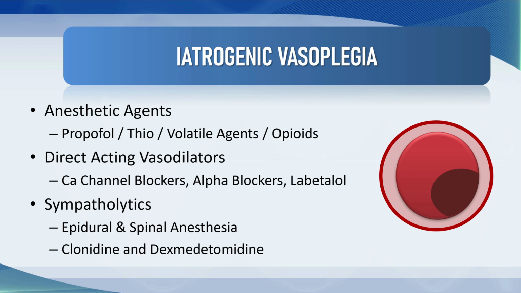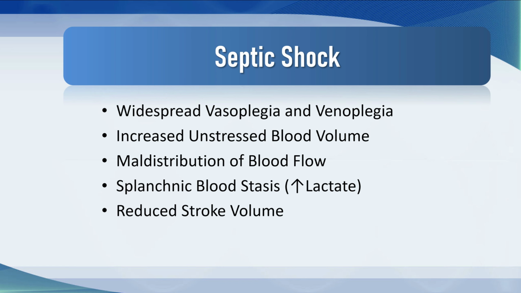She's got hallmarks of severe sepsis, and vasoplegic shock in the setting of evidence of sepsis is septic shock until otherwise proven. There is widespread vasoplegia and venoplegia. There's an increase in the unstressed blood volume. There's maldistribution of blood flow. There is stasis of blood in the splanchnic circulation that results, with other things, in an increase in the circulating catecholamine level, increased lactate and lactic acidosis, and there may be a reduction in the stroke volume.